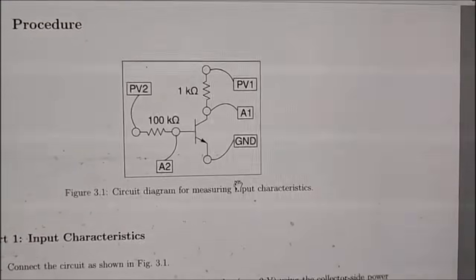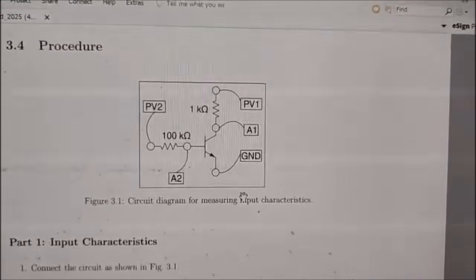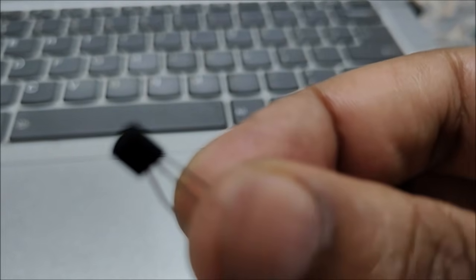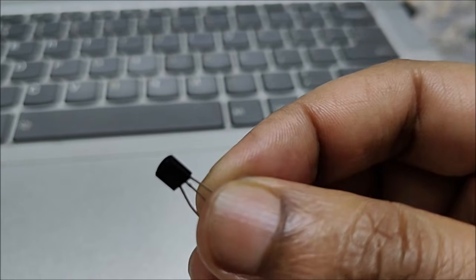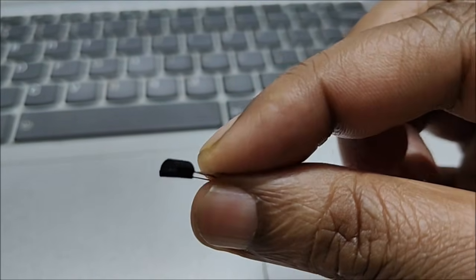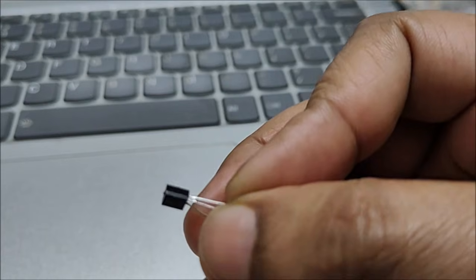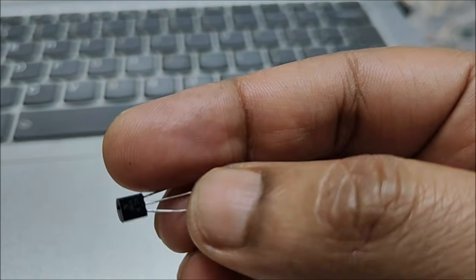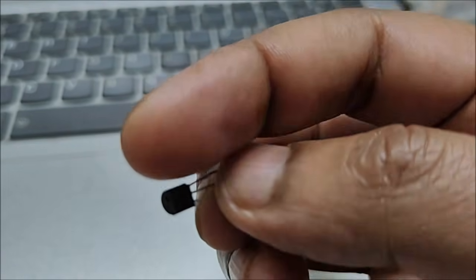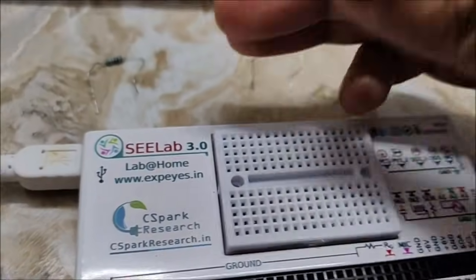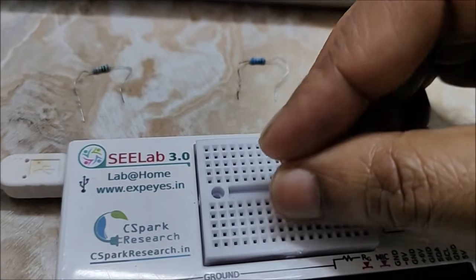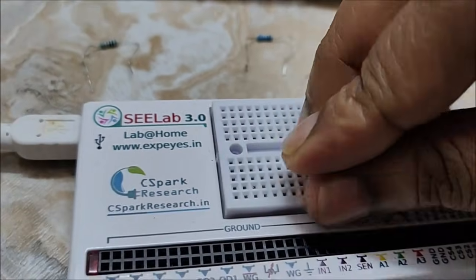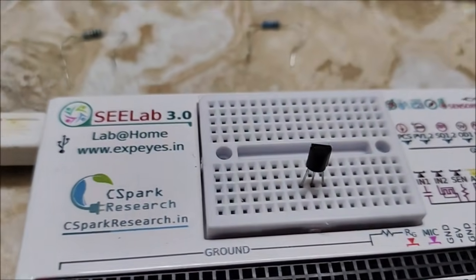Okay, so if we want to make this circuit, we will use one transistor. So we'll be using this transistor. If you look at this transistor, one curved surface is there and one flat surface is there. With respect to this flat surface, the right side one is your emitter, the middle one is base, and the left one is your collector. So let's connect them here. Here I am going to put these three in this breadboard. Okay, so I have connected them.